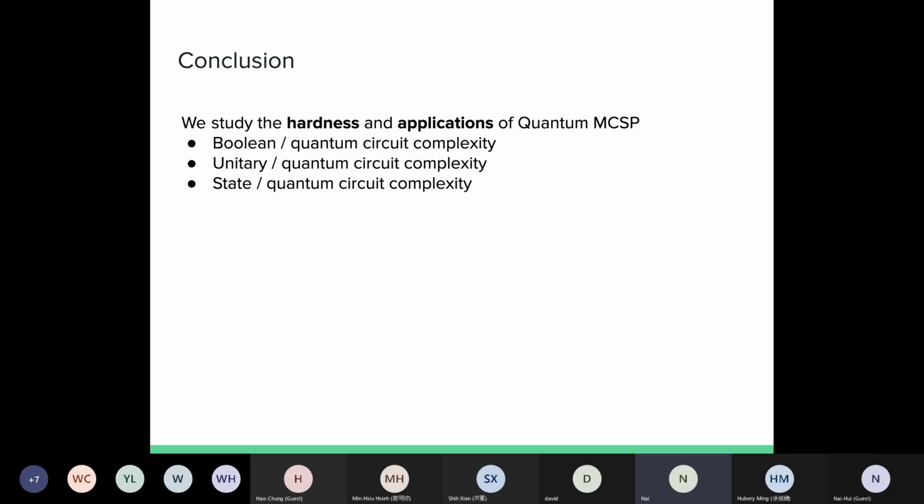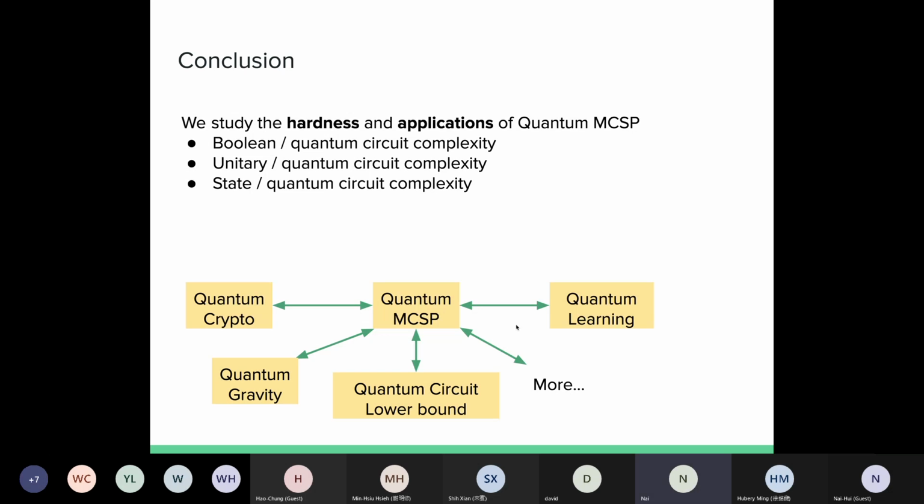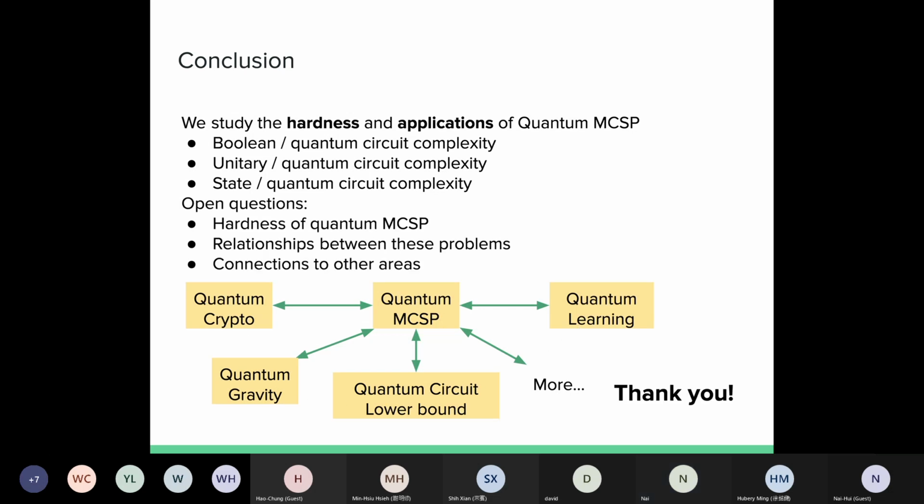So let me go to the conclusion. We study the hardness and applications of quantum MCSP. We study a Boolean version, the unitary version, and the state version. For all of them, we consider their quantum circuit complexity, and of course, we can consider their classical circuit complexity. And then we also find many interesting connections between this problem and other areas like cryptography, circuit lower bounds, and quantum learning.